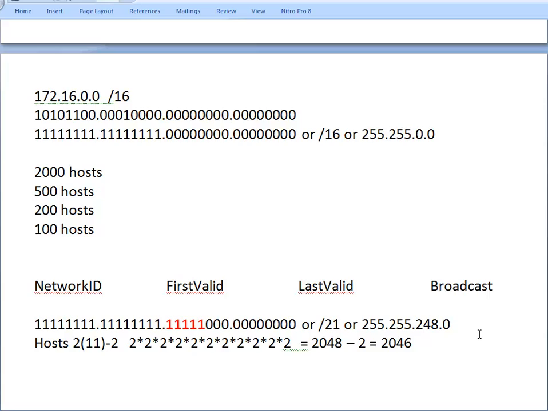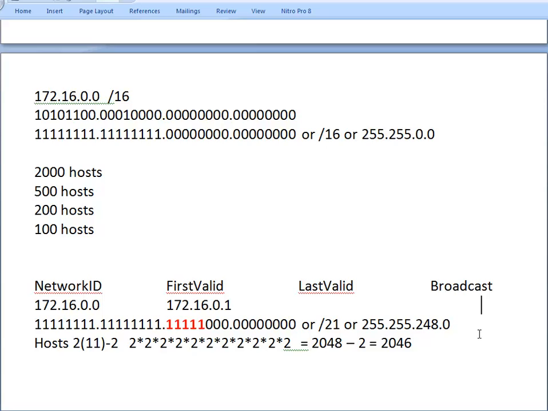Now the network ID is the ID you've been given, so 172.16.0.0. The first valid address is the network ID plus 1, so 172.16.0.1. That's the first valid address.